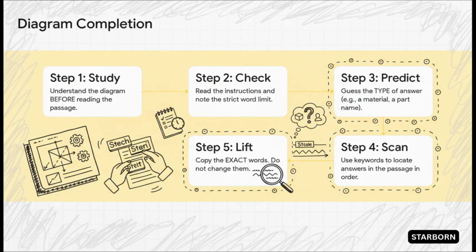Second, immediately check the instructions for that word limit. Third, look at a blank and predict the kind of word you're looking for. Is it a material, a name, an action? This helps you focus. Fourth, use keywords from the diagram to scan the passage. And remember, the answers in the text will almost always be in the same order as the questions. And finally, step 5, when you find the answer, just lift the exact words. Don't rephrase them, copy and paste them with your pen.